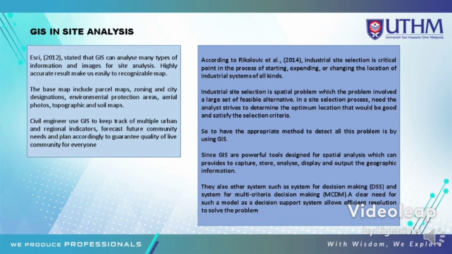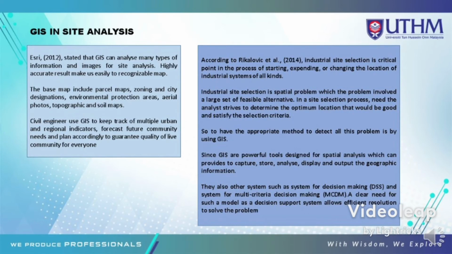According to Rikalovic 2014, industrial site selection is a critical point in the process of starting, expanding or changing the location of industrial systems of all kinds. It is a spatial problem, which involves a large set of feasible alternatives. In the site selection process, the analyst strives to determine the optimum location that would satisfy the selection criteria. So the appropriate method to detect all these problems is by using GIS.